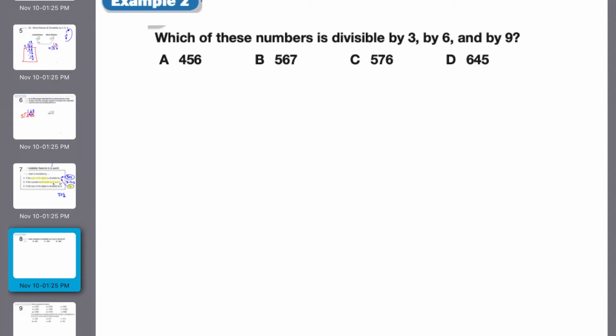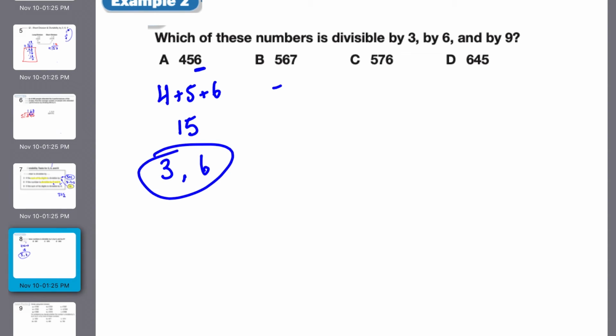All right, which of these numbers is divisible by 3, by 6, and by 9? So the divisibility test you'd perform for each one of these. To figure out if it's divisible by 3, 4 plus 5 plus 6 gives me 9, 15. Okay. So is 15 divisible by 3? Yes. And then is this number even with a 6? Yes. So it's divisible by 3 and 6. And then is that number divisible by 9? No. So just 3 and 6 for this one.